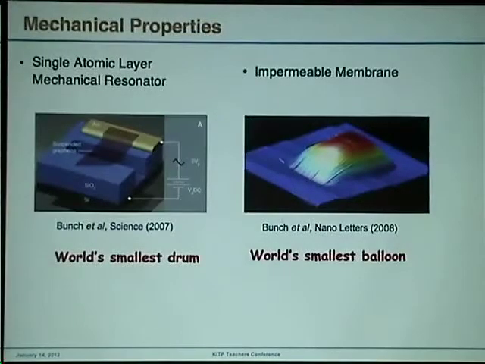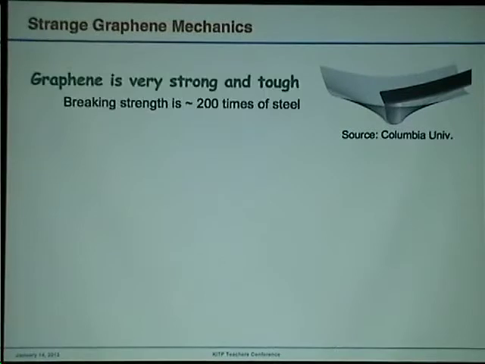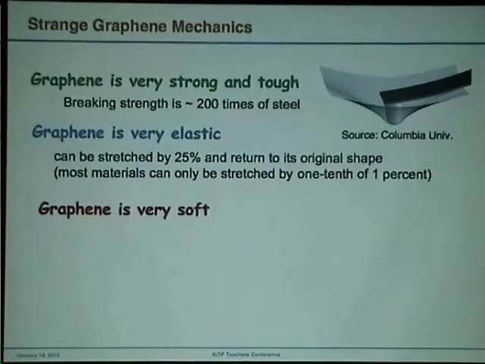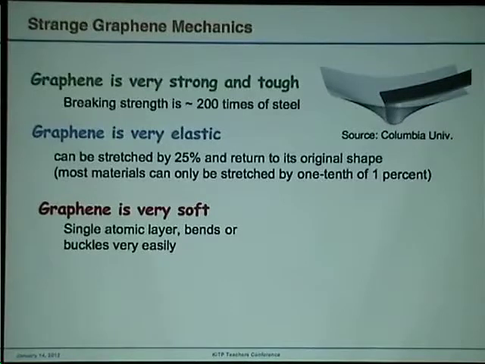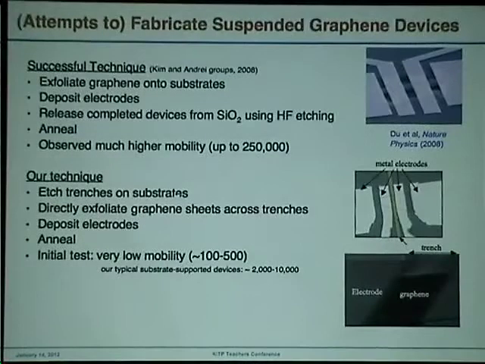Okay, so graphene also has amazing mechanical properties, which you already heard in a very nice talk from Jim about that. I'm going to skip this. It's very strong and tough. It's very elastic, and it's very soft. Soft in the sense that, because it's a two-dimensional material, even though it's very hard to stretch it this way, it's actually very easy to bend it, because it's only atomic layer thin.